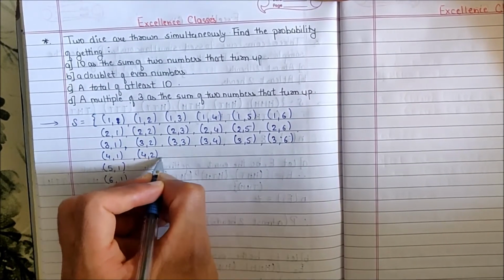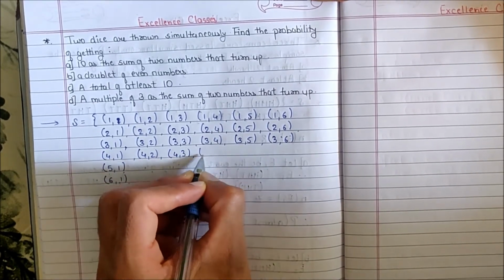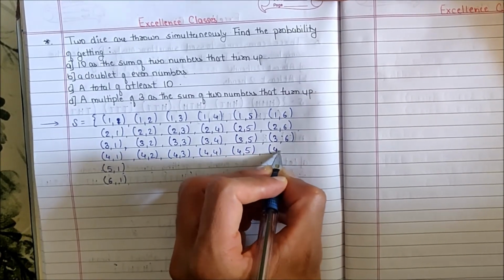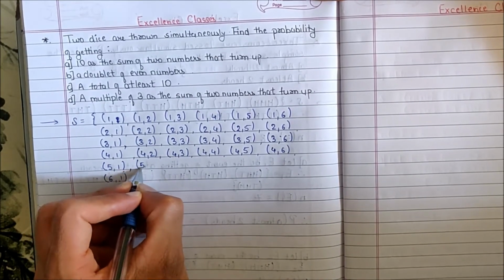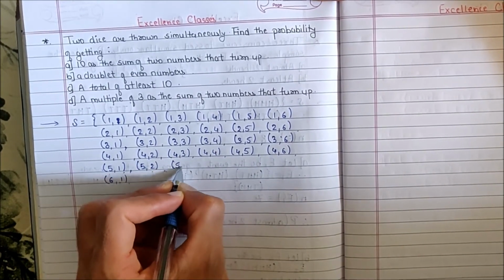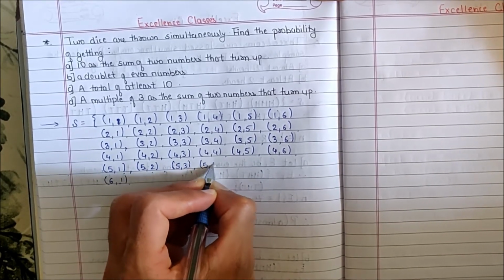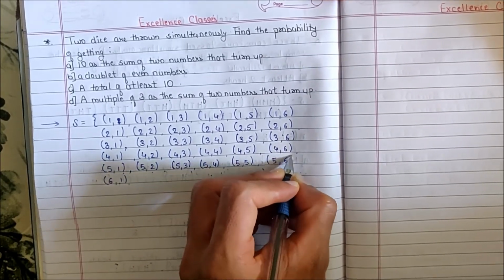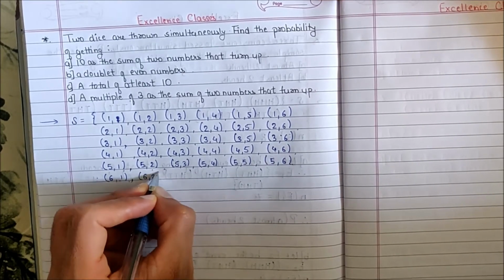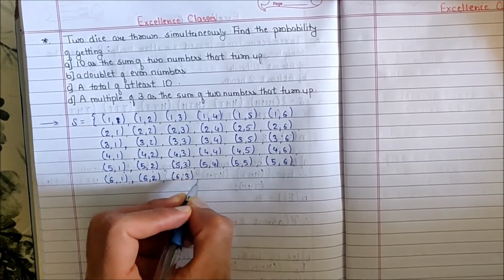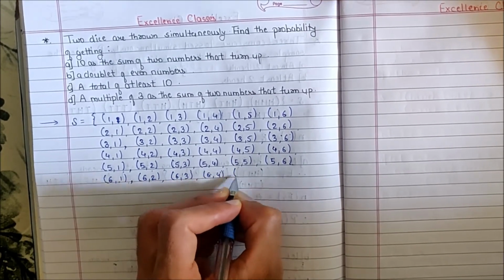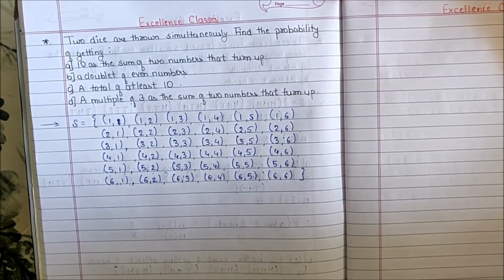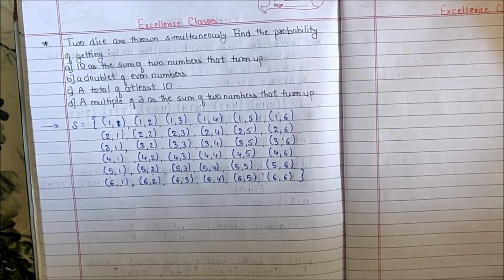4 2, 4 3, 4 4, 4 5, 4 6. Then I can say 5 2, 5 3, 5 4, 5 5 and 5 6. 6 2, 6 3, 6 4, 6 5 and last is 6 comma 6. So this is going to be my sample space whenever two dice are thrown.